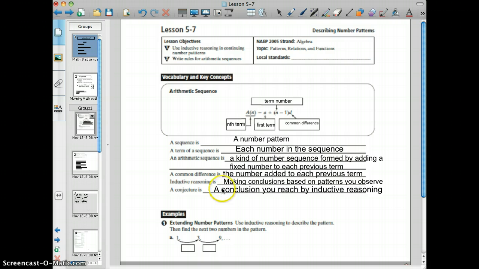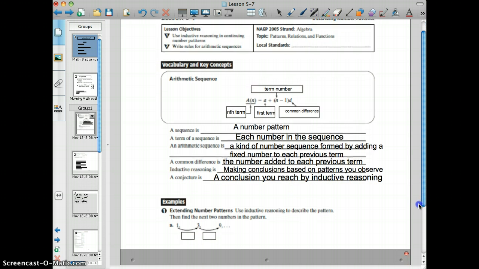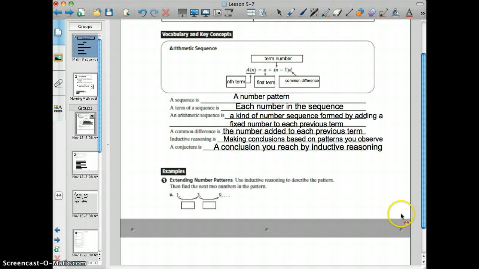Inductive reasoning, when I use that term, is just making conclusions based on the patterns you observe. And most of you are pretty good at inferring things from the information given. And then we have conjecture, which is a conclusion you reach by inductive reasoning. So if you can think of maybe a science connection between hypothesis and making a conclusion, making a concluding statement.